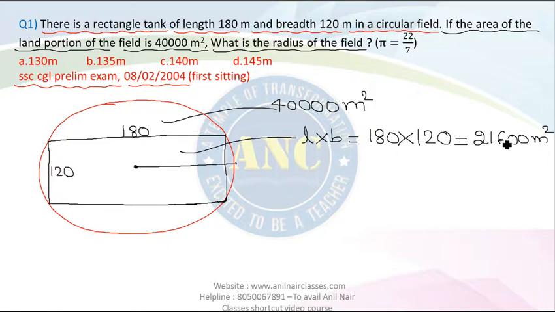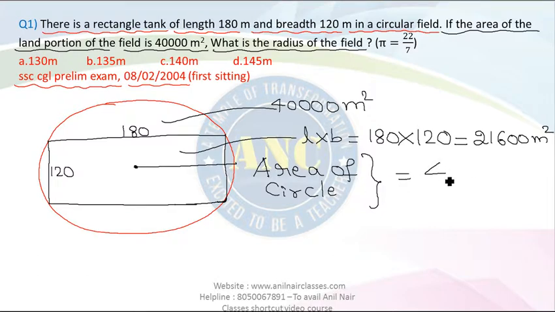21,600 meter square is the area of that rectangular tank. Now area of that rectangular tank is nothing but 21,600. Can I say that area of entire circle is nothing but... it is given in the question that 40,000 meter square is the area of land portion.